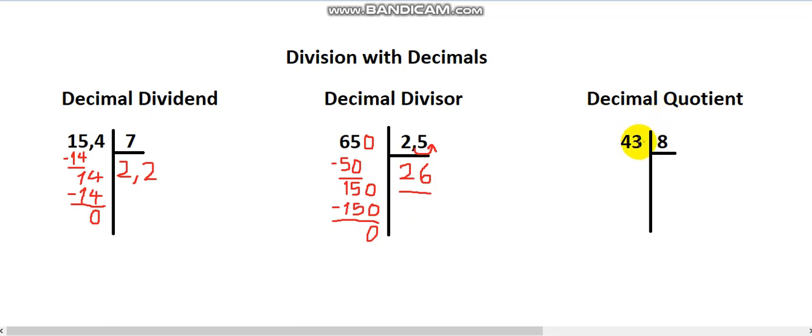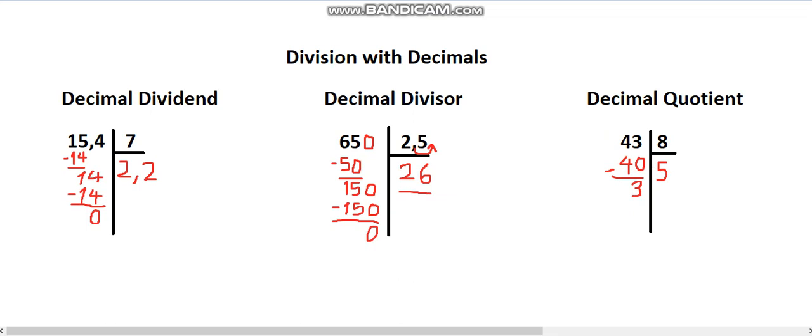Next, I have the decimal quotient. Now, as you saw in the first example, I also had a decimal point in my result, but the difference is that in this division, neither the divisor nor the dividend has a decimal point, but I'm still going to get a decimal point in my result. How does that work? Again, I start my division normally, saying how many times does 8 go into 4? It doesn't. How many times does it go into 43? It goes into 43 5 times. 5 times 8 makes 40. 43 take away 40 makes 3.